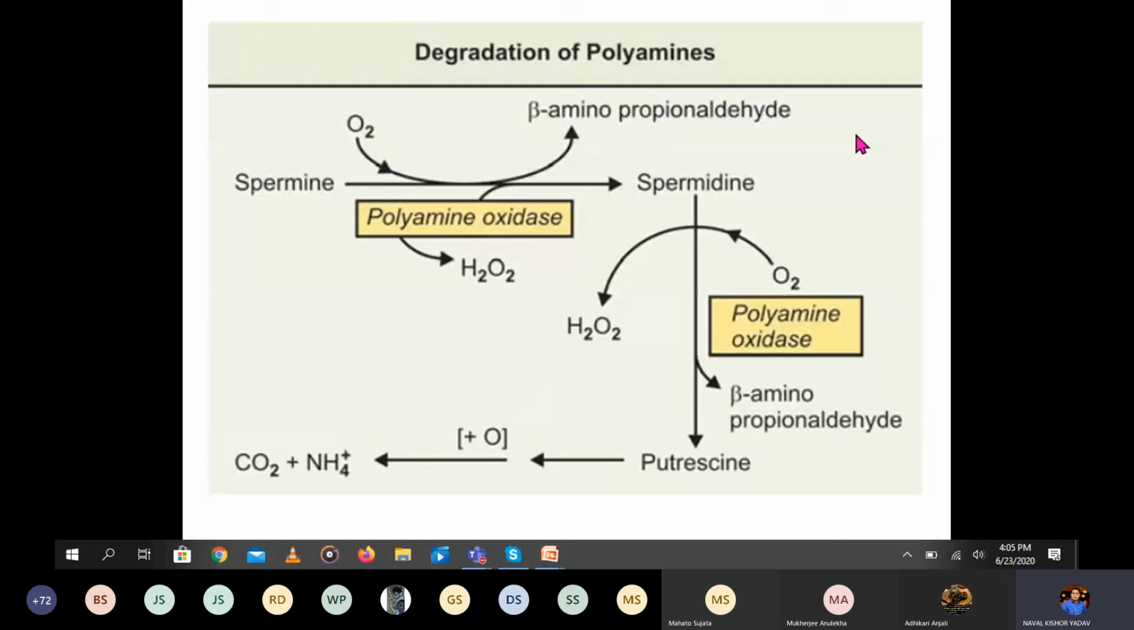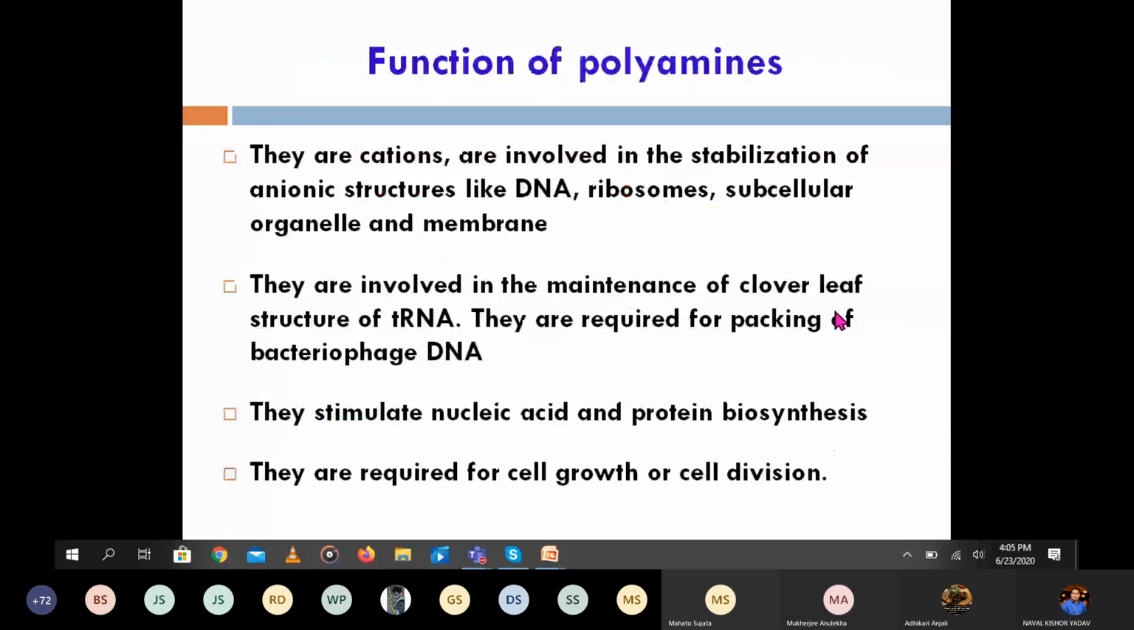The fourth MCQ: ornithine decarboxylase activity is inhibited by all of the following except. So out of these four, three are right answers and one is the wrong answer, which does not affect the activity of ornithine decarboxylase. So you have to find out that one.